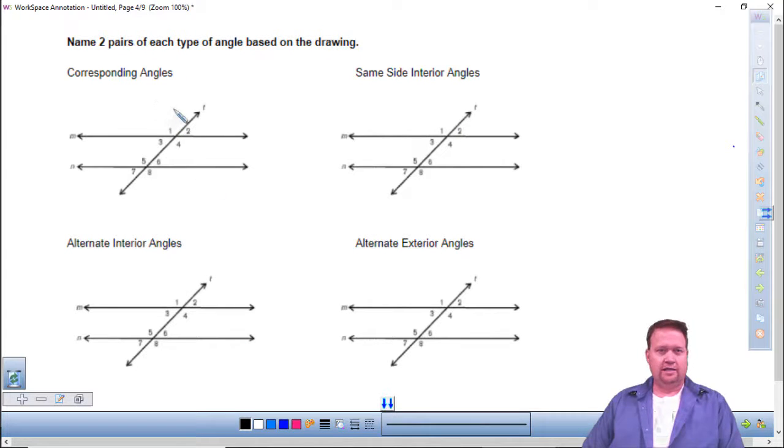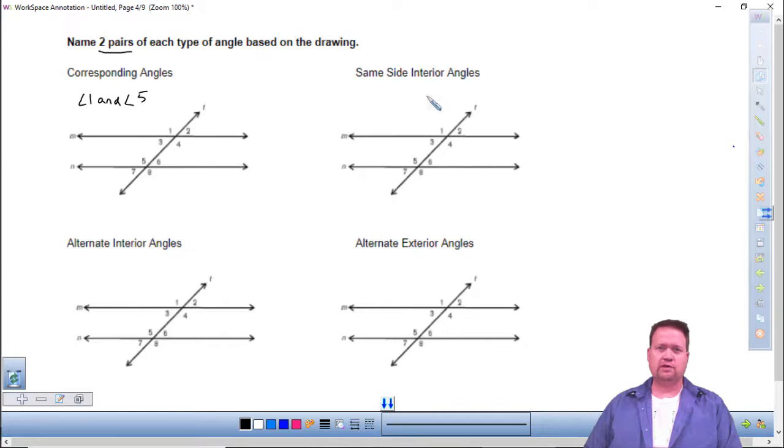So on this example, we're going to go ahead and name 2 pairs of each type. And I'm going to name a pair of a couple of these just to give you an example. If I want to name a pair of corresponding angles, remember they're like in the same position on a different line. So for example, angle 1 is on the top left, and so down here I want to find the one that's on the top left, and if you can see the one that's on the top left, you see it right there, it's angle 5. So angle 1 and angle 5, and this is how we're going to write it. This is one pair, and you can find another pair. There are 3 more pairs of corresponding angles.